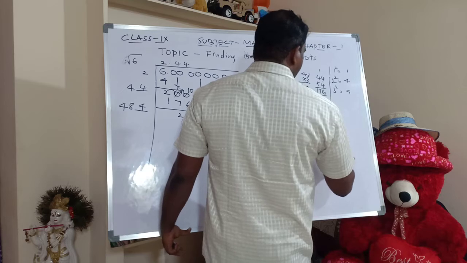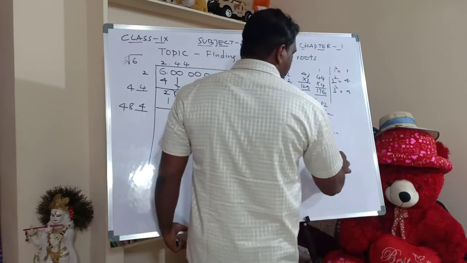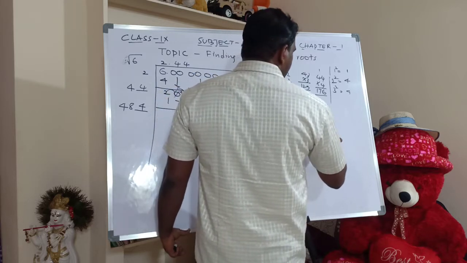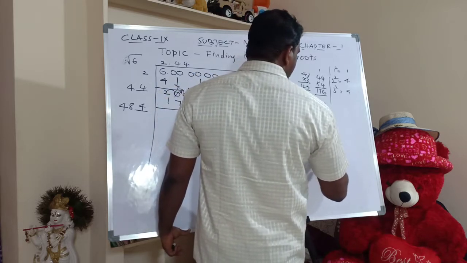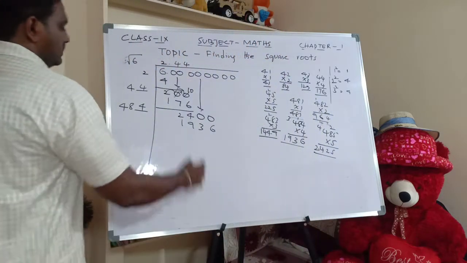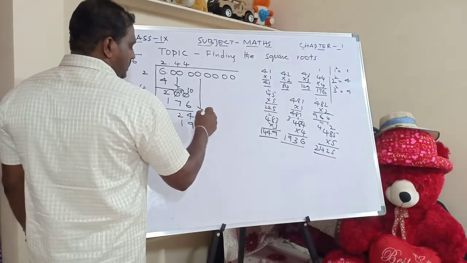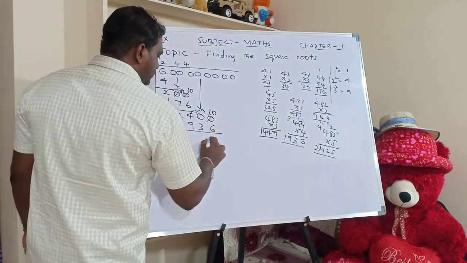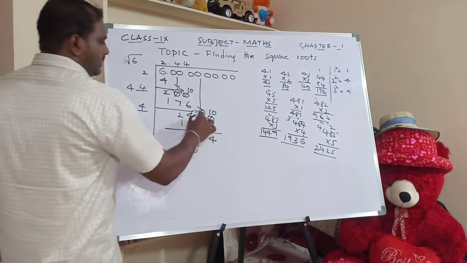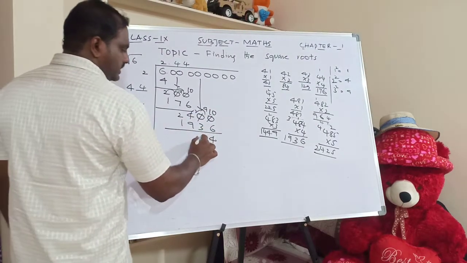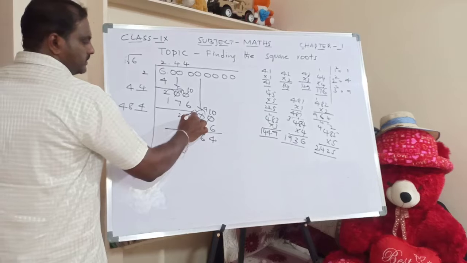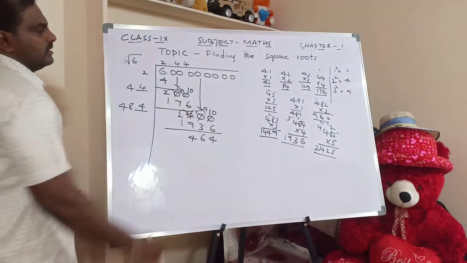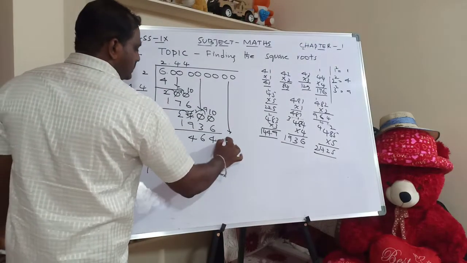Then 485 into 5. 5 5s are 25, 5 8s are 40, 42, 5 4s are 20, 24. So what is the next step? This will be 10. 10 minus 6 is 4. And this will be 9. 9 minus 3 is 6. And this will be 3. 13 minus 6 is 7. So next step, 0, 0.